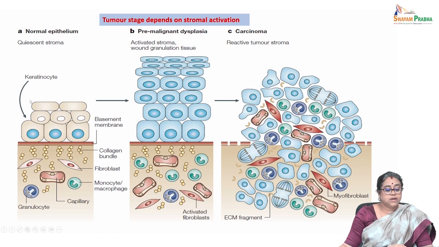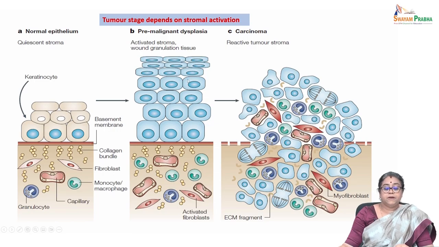What you see here, these are your keratinocytes, this is your basement membrane, and this is your stroma. You have the collagen bundles, you have a limited number of fibroblasts, and then you have the capillaries, through which the blood supply is there. You have the granulocytes and the monocytes and macrophages. They are all limited in number, and they are in a state of equilibrium.